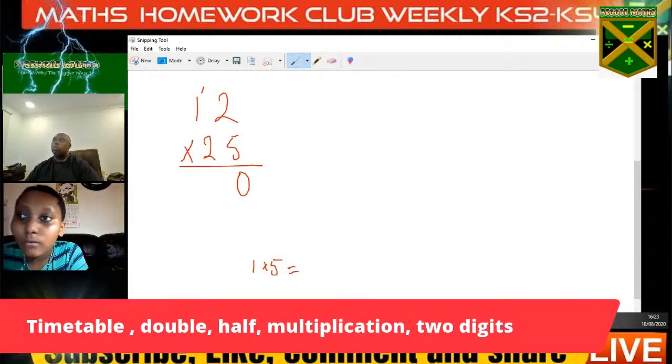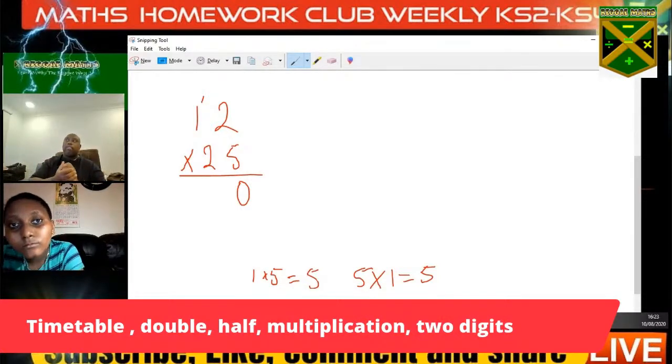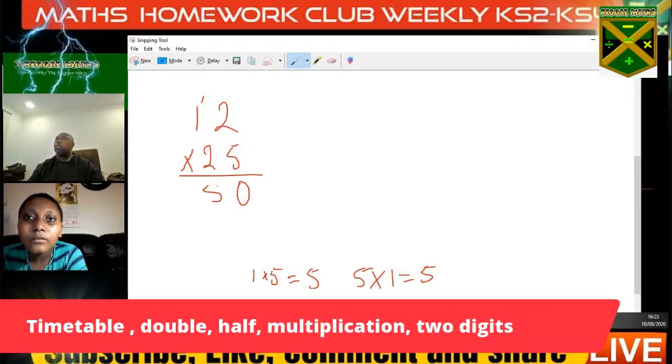Is 10. What's 1 times 5? 1 times 5 is 5. So what's 5 times 1? Remember we'll go through this. 5. The same. So if you can't think about it, think about multiplying the smaller number by the big number. So 5 times 1 is 5. Now, remember, put a 0 to take the unit.